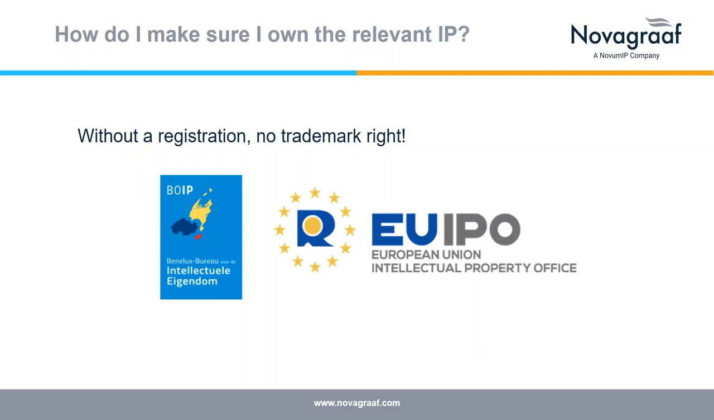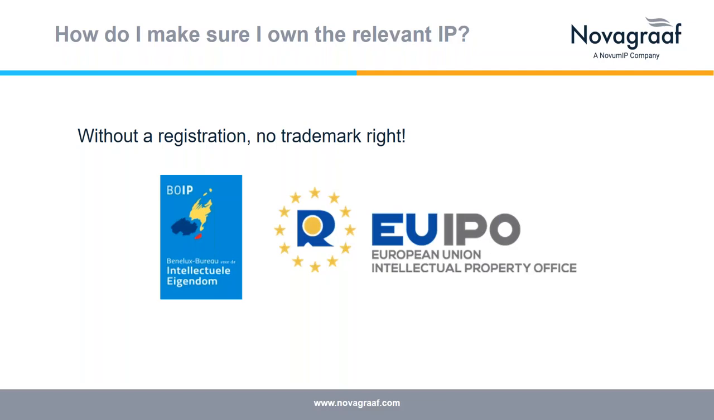One of the main subjects in the IP cycle is registration. Without a registration, there is no trademark right. There is a legal exception on that. For example, in common law countries, sometimes you can gain some rights by using the trademarks. But in most countries, that's not the case. You need to register the trademark. But also in these common law countries, in order to create real value, registration is key.